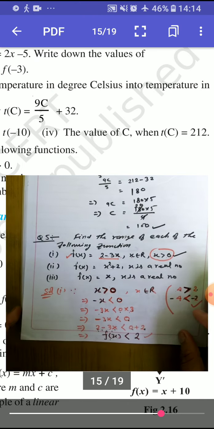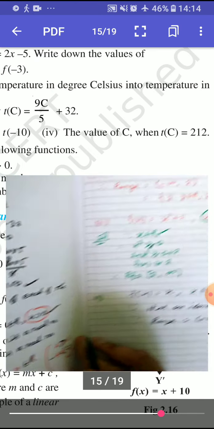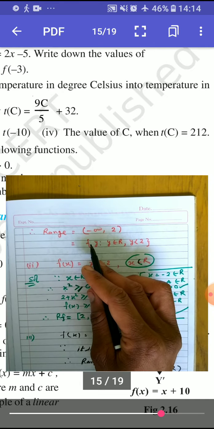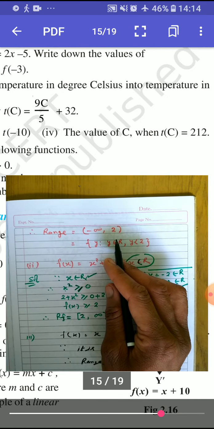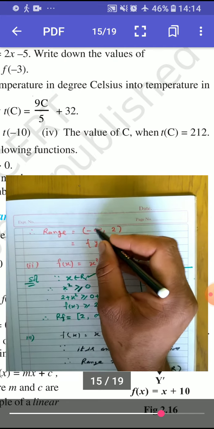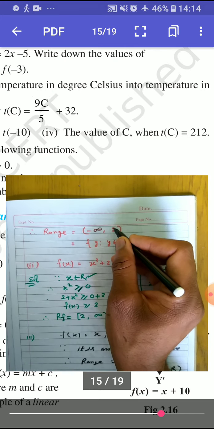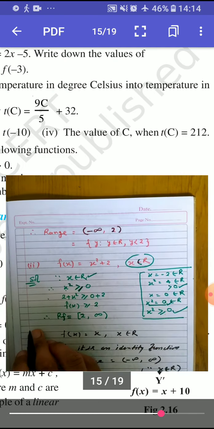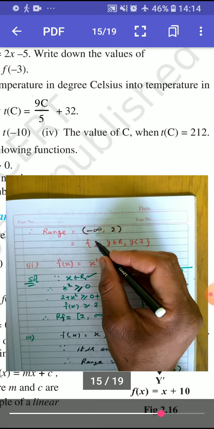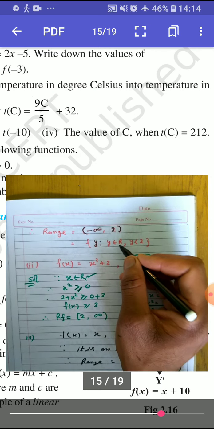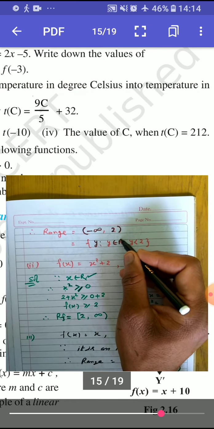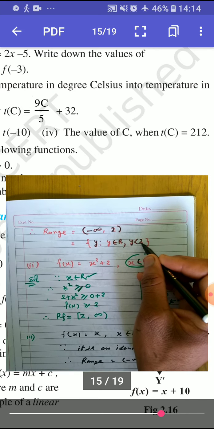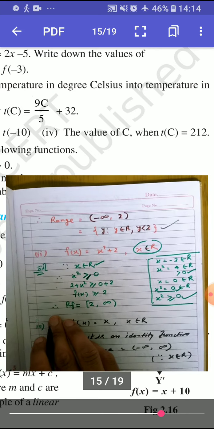Right? So therefore, the range of the function f(x) is the open interval minus infinity to 2. You can also write it like that in set builder form: y such that y belongs to real numbers and the value of y is less than 2.